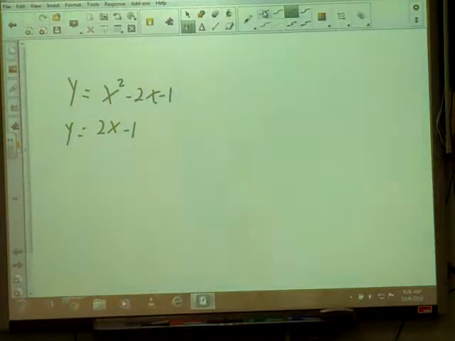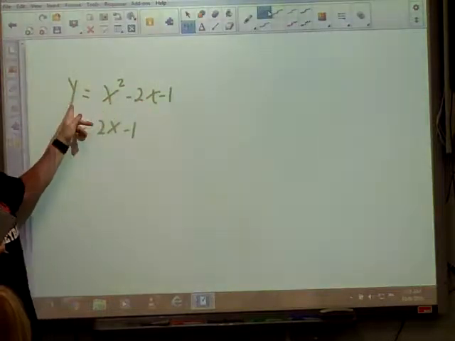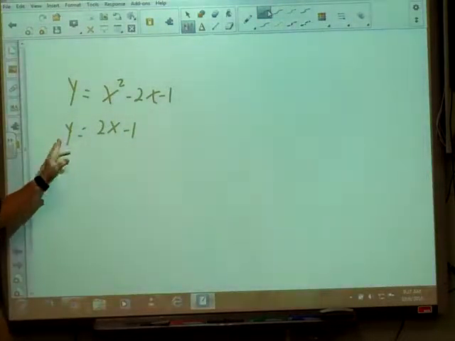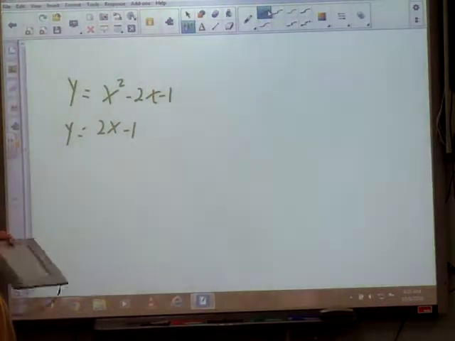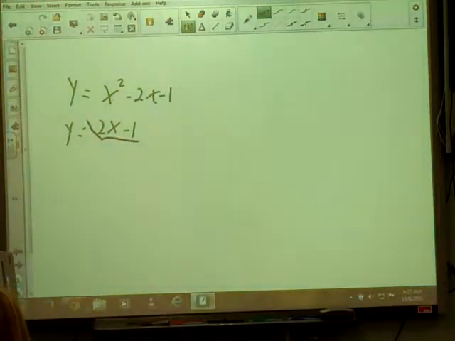All right. Now I'm going to show you that same system the way I'm going to do them from here on out. Because sometimes that graphing does just turn into an estimate if you're not careful and you don't have graph paper and your spaces aren't the same amount and you got fractions. Sometimes that is just an estimate. So the same system, y equals x squared minus 2x minus 1, and then y equals 2x minus 1.